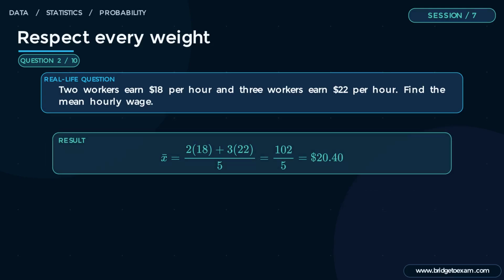Quick check. The mean lies between $18 and $22 and is closer to $22 because more workers earn that rate. This matters in real life because payroll teams use weighted averages when employee groups have different sizes.